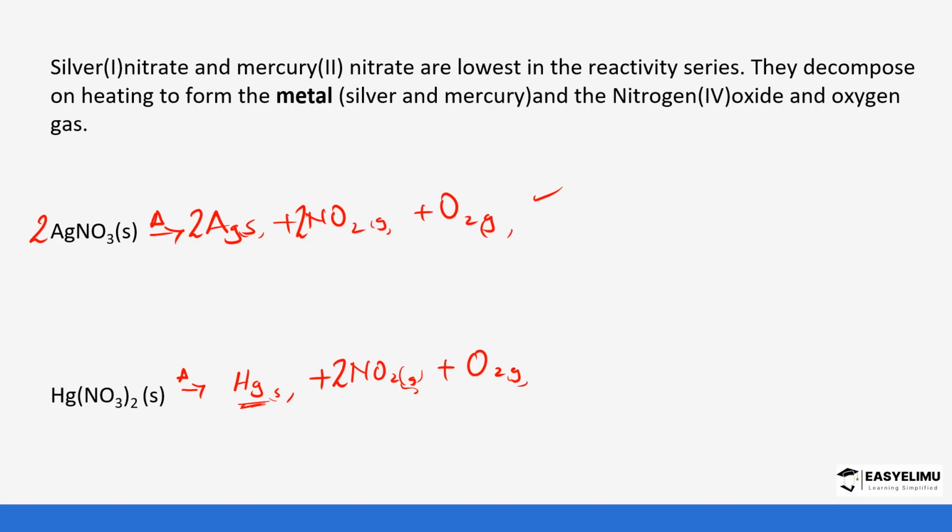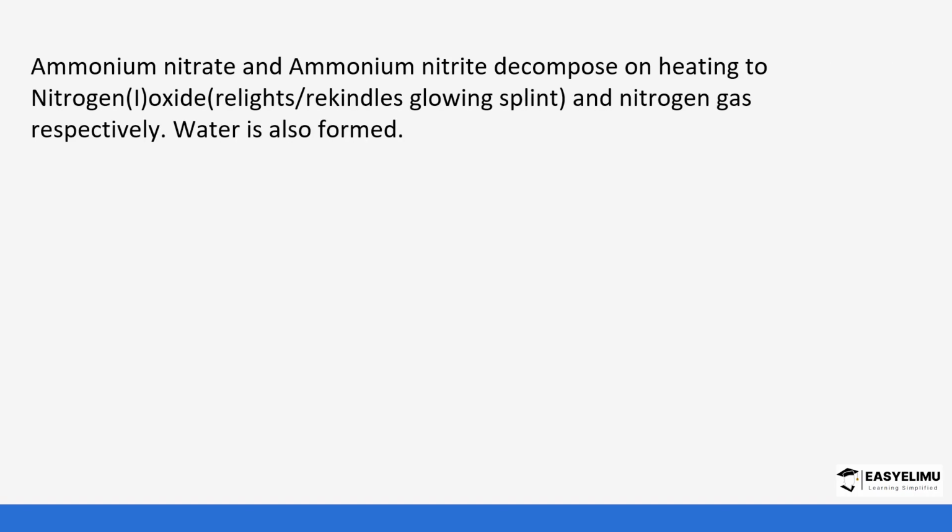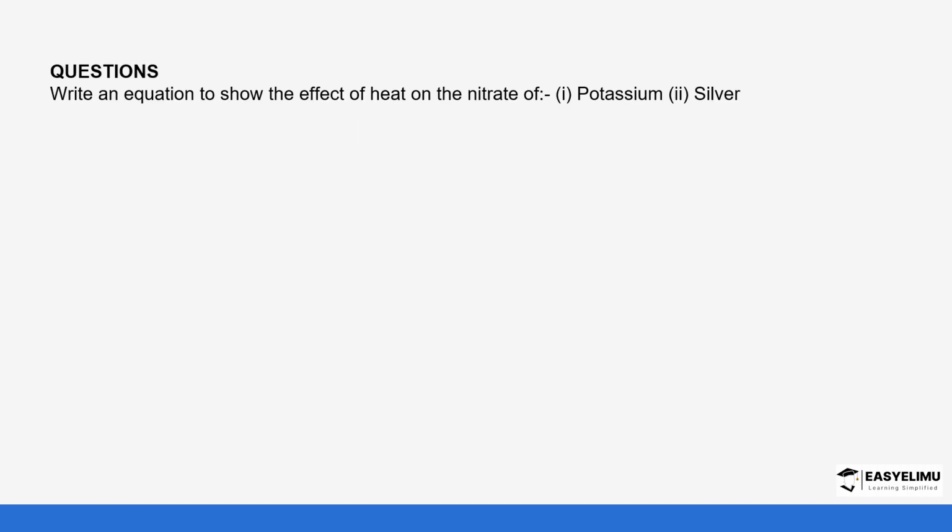So let's look at ammonium nitrate. Ammonium nitrate usually decomposes to produce nitrogen 4 oxide and nitrogen gas, and also water is formed. So make sure you are able to see how these nitrates are decomposing. You see the sodium and potassium nitrate do not decompose completely. Other metals that are in between the reactivity series are decomposing partially as well. And then we go to metals like silver and mercury, they decompose fully to form the metals.